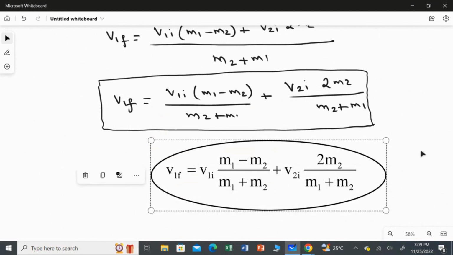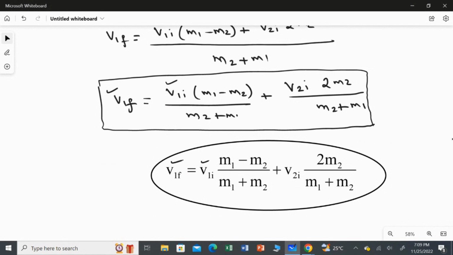We'll expand. Okay. So we have V1 final, here also we have V1 final. Here we have V1 initial, here also we have V1 initial, and in the numerator we have M1 minus M2, here also we have the same, and the denominator we have M2 plus M1, here also it's same, and here we have V2 initial, here also we have V2 initial, 2M2, here also 2M2, and the denominator we have M2 plus M1. That means our answer is completely verified. So that means the steps we handled here were perfectly right. Clear?